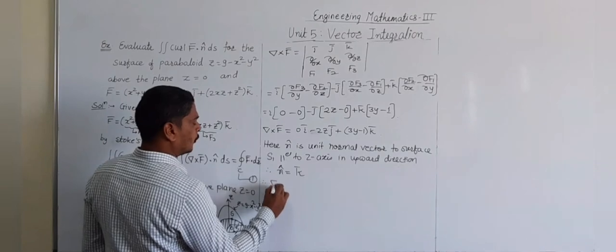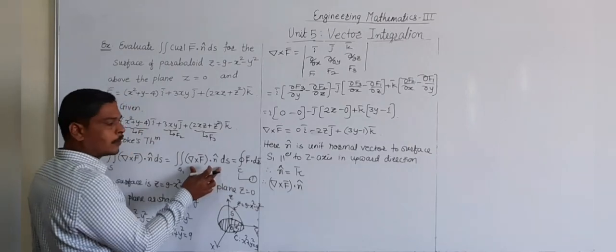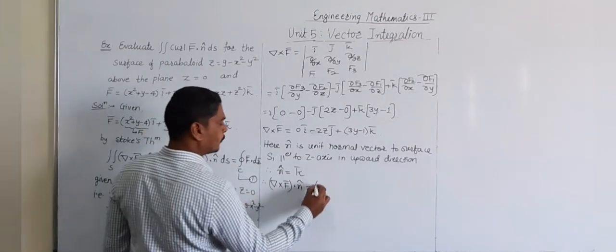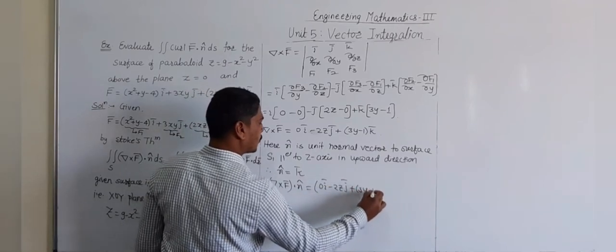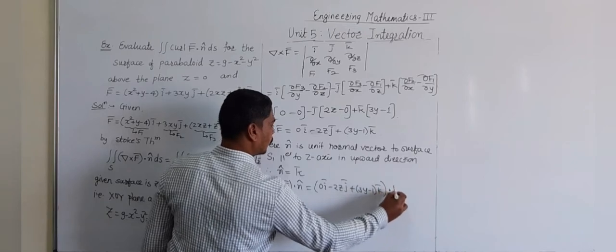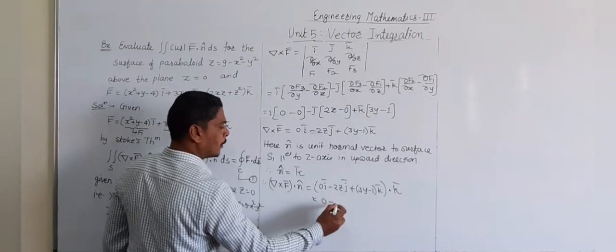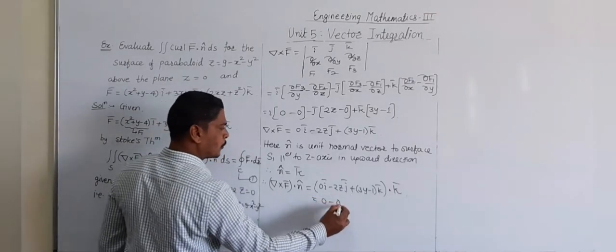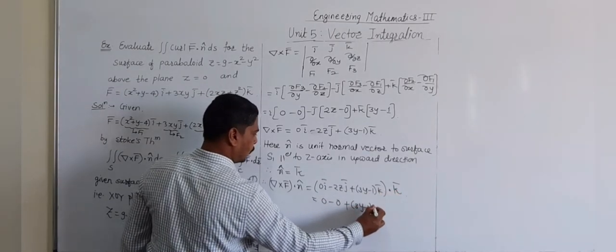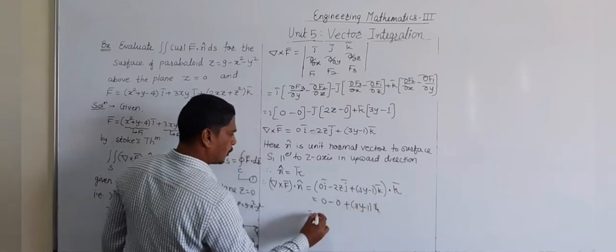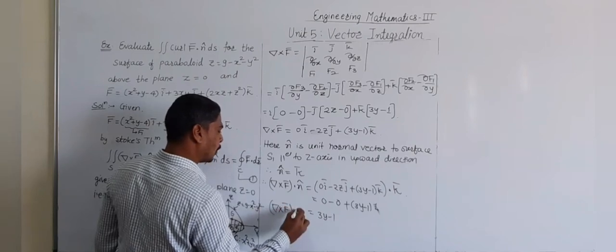Therefore, del cross f bar dot n cap. So this is our requirement. Replace the value of del cross f bar, which is 0 i bar minus 2z j bar plus (3y minus 1) k bar, and take its dot product with k bar. Okay, so the dot product of k bar with i bar is 0. Then minus the dot product of k bar with j bar is 0. Then the dot product of k bar with k bar is 1. So we get (3y minus 1) into 1. So this becomes 3y minus 1, which is del cross f bar dot n cap.